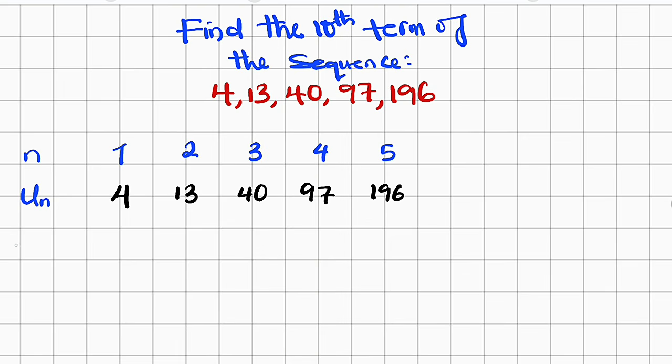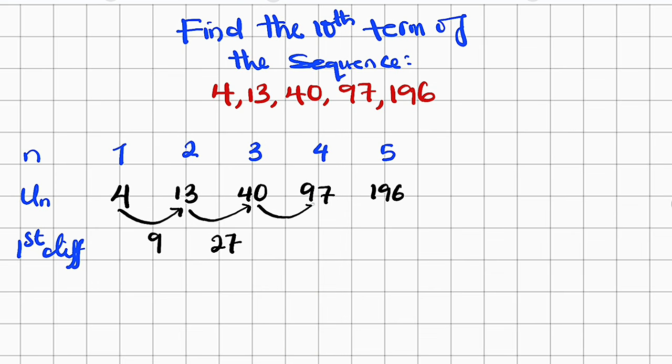Then I would like to take the first difference. What is going to be the first difference? What number can we add to 4 in order to get 13? We can add 9 to 4 to get 13, right? So you add 9 here. What number can be added to 13 to get 40? 27, right? So we have 27 right here.